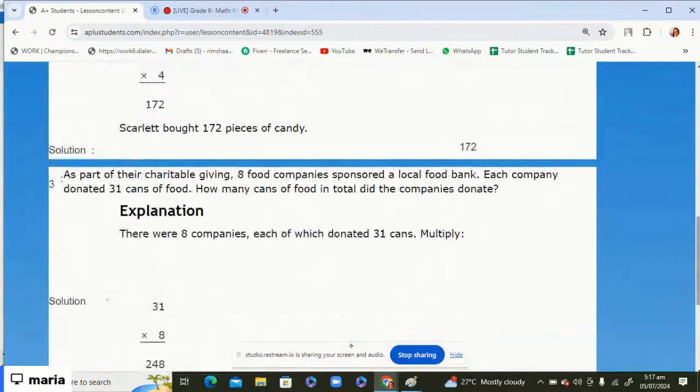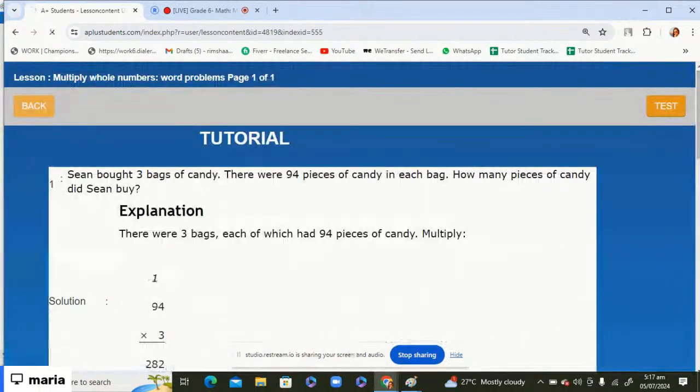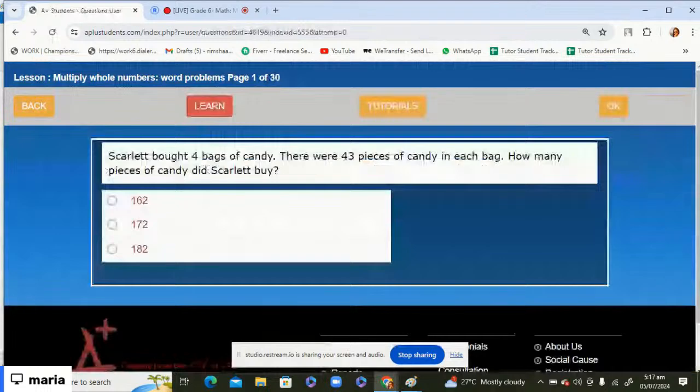Now let's do the test questions. This is easy, that's why we are doing the test questions now. Scarlett bought 4 bags of candy. Already done it. Now it's 172. So I think so. Yeah.